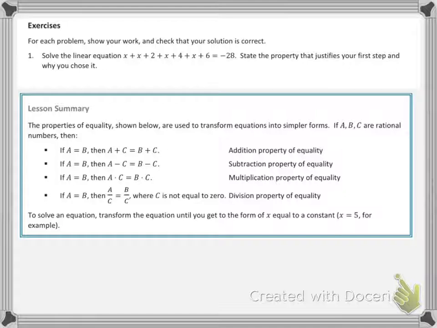And we talk about the addition property of equality, which just says if we add the same number to both sides of an equation, the equation will remain equal. It will remain balanced. So whatever I do to one side of the equation, I have to do to the other, whether it's addition, subtraction, multiplication, or division.